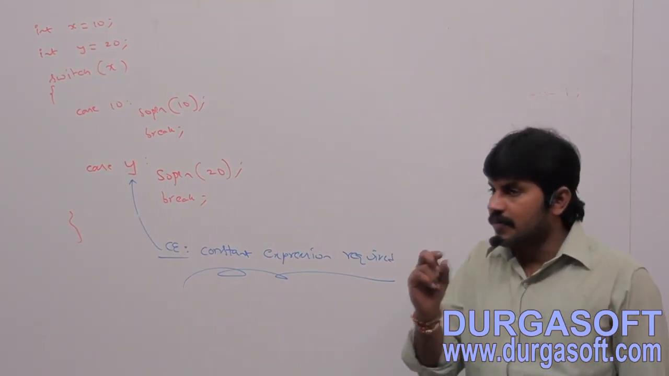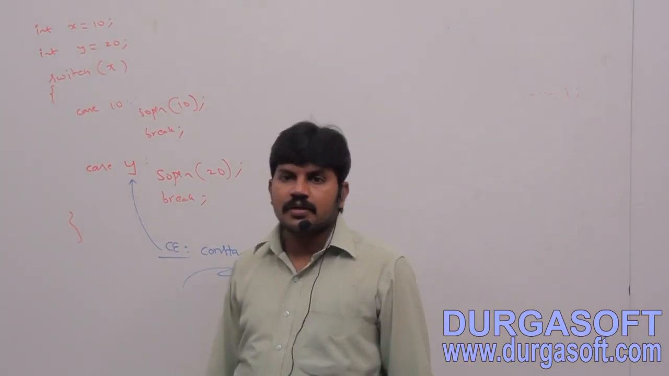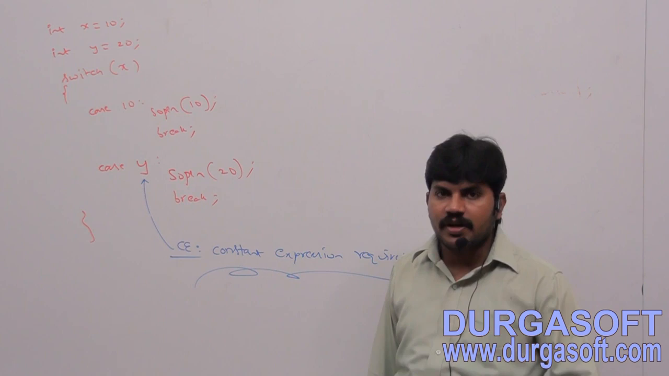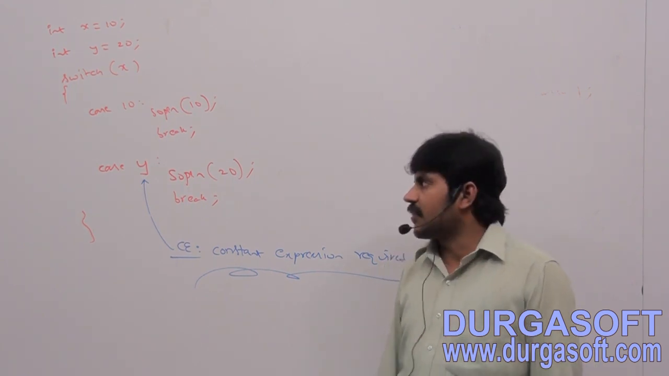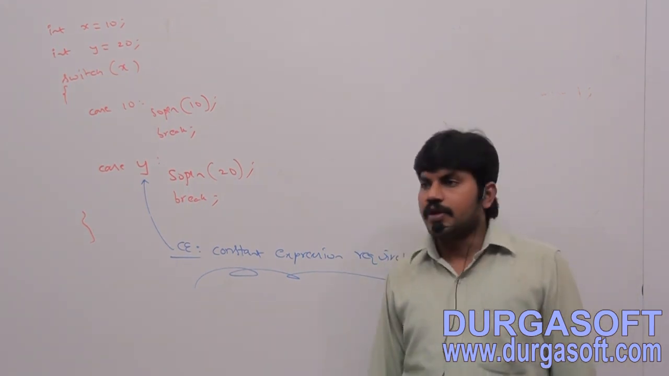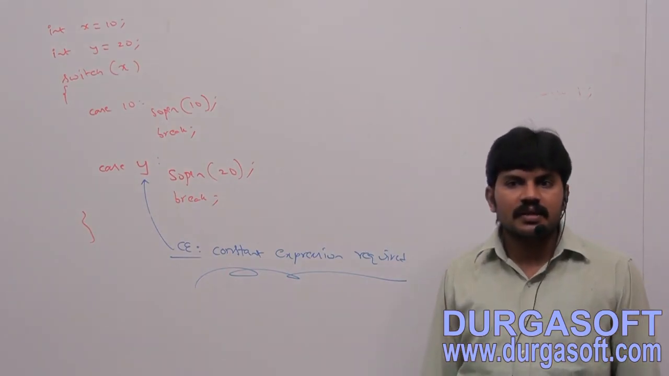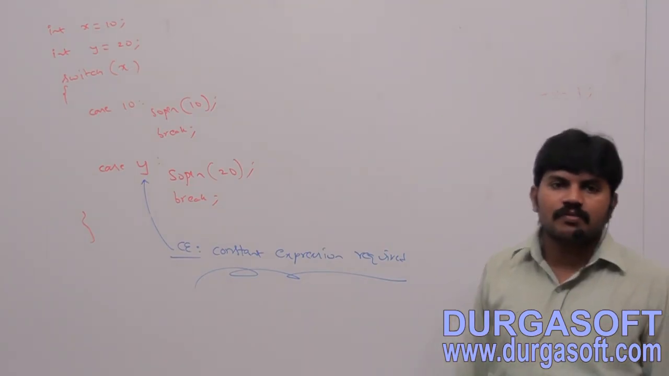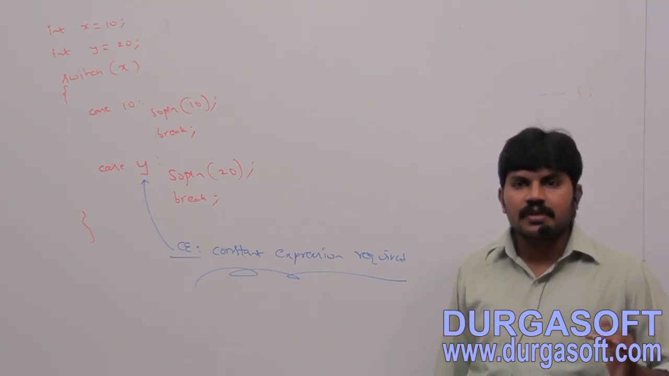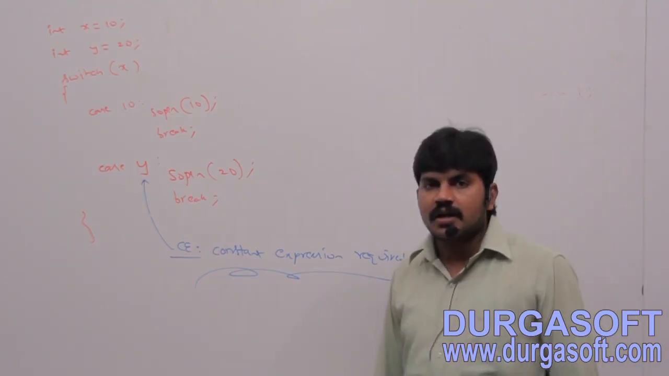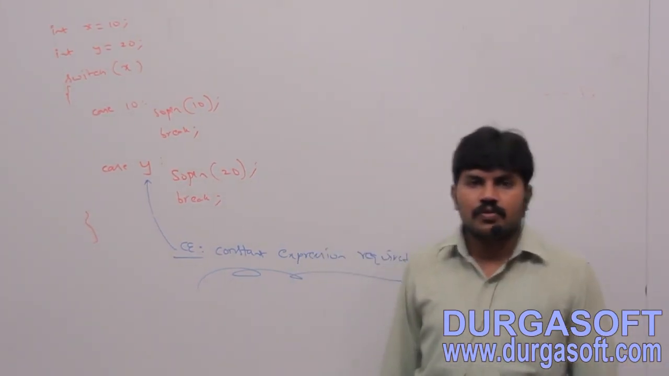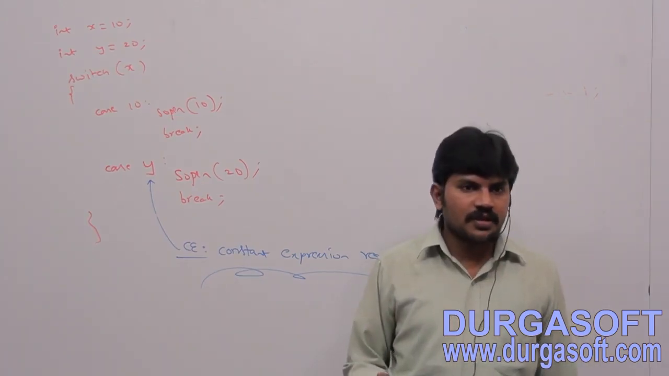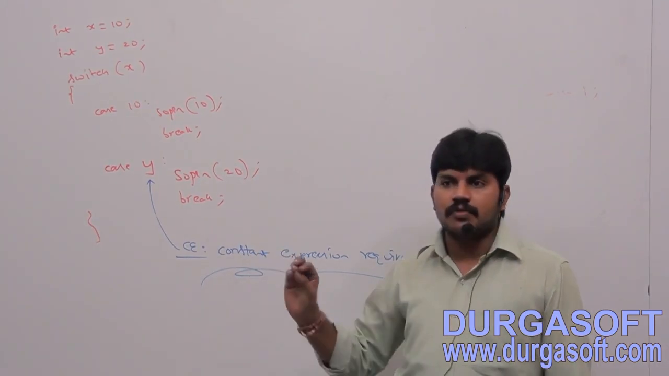Okay, just add one theoretical point. If we declare y as final, then we won't get any compile time error. That's all. Completed, right? So this is another case what we have.